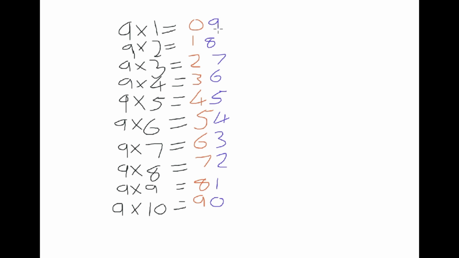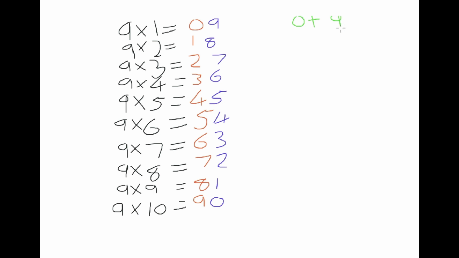So it's 0, 1, 2, 3, 4, 5, 6, 7, 8, and 9. And boom, you have the answer to your 9 times table.